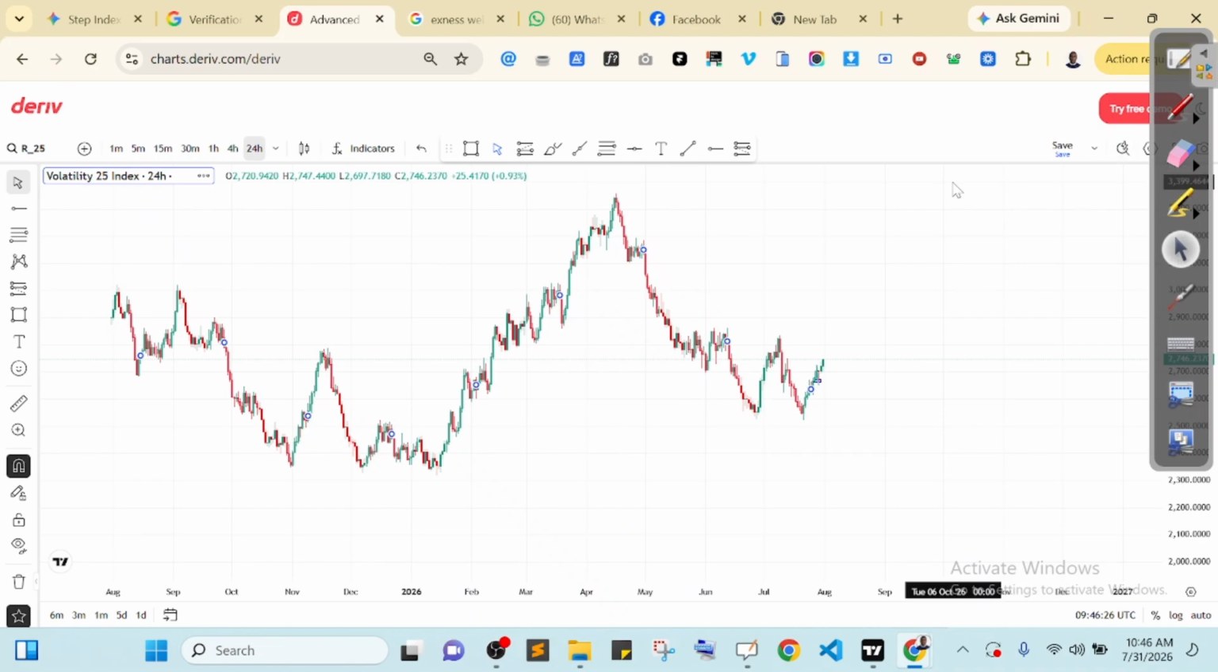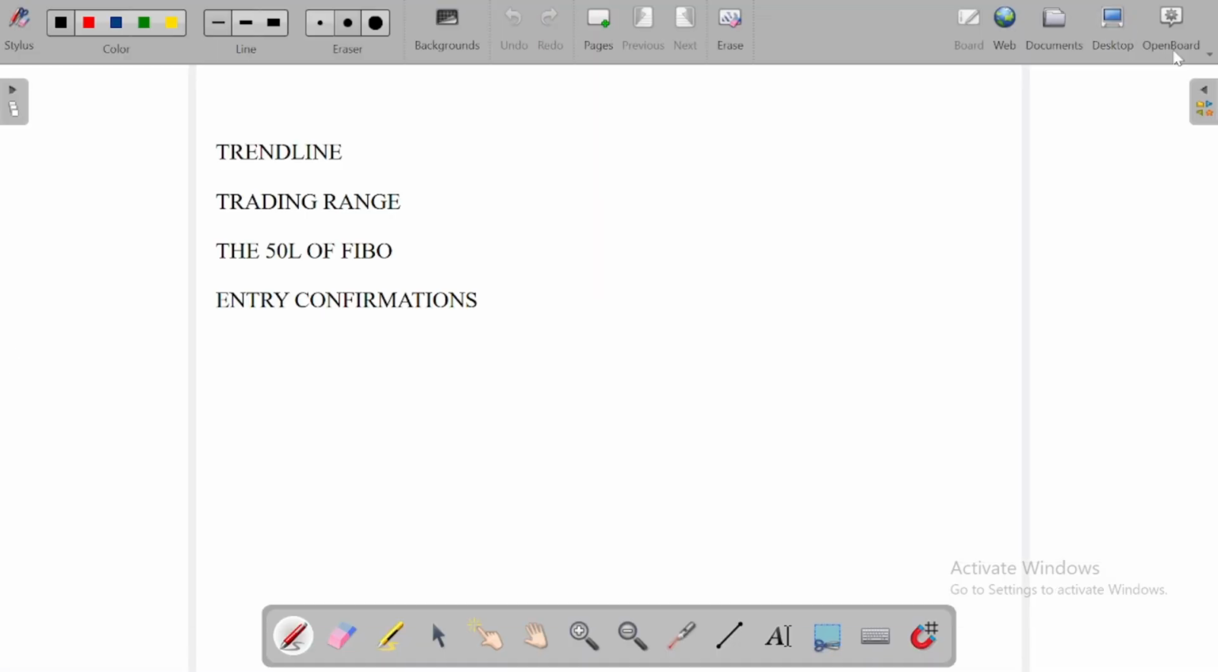We'll be analyzing volatility 25 index. And I've told you guys that you need to make sure that your analysis is very simple. So what we are going to be making use of today is trend line, trending range, the 50 level of Fibonacci, and entry confirmation. Our entry confirmation include order block and imbalance, right? Demand and supply zone.